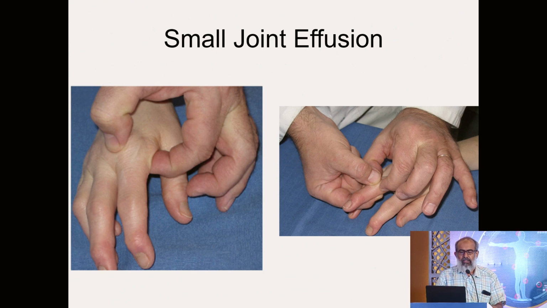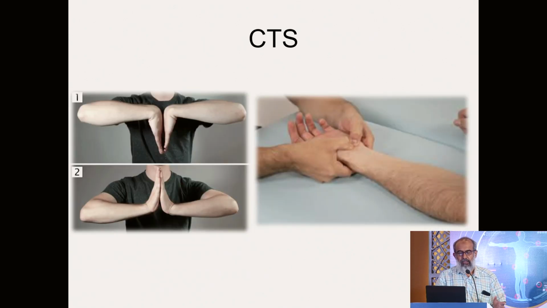Then this is how you detect a very small joint effusion. Press like this and you can identify the effusion. For IP joints, you press one way and feel the other way to know the small joint effusion. Different tests for CTS: the Phalen, the reverse Phalen, and the nerve compression test. All of their sensitivity and specificity vary. Many of them are not very good.